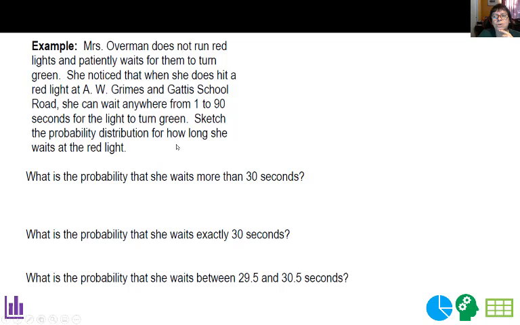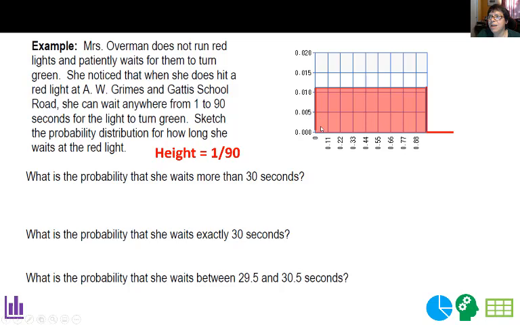Sketch the probability distribution for how long I wait at the red light. Okay. Because I could get there and all of a sudden it's green, right? So what is the probability I wait more than 30 seconds? Well, first of all, let's sketch the distribution. My range is 90, so my height is going to be 1 out of 90. That's why that needs to be a zero, by the way. So I'm starting at zero and my graph is good. And 1/90 is about 0.0111 repeating. And so there's a probability from 0 to 90. After that, it drops to 0 because after 90 seconds, the light's going to turn for sure.